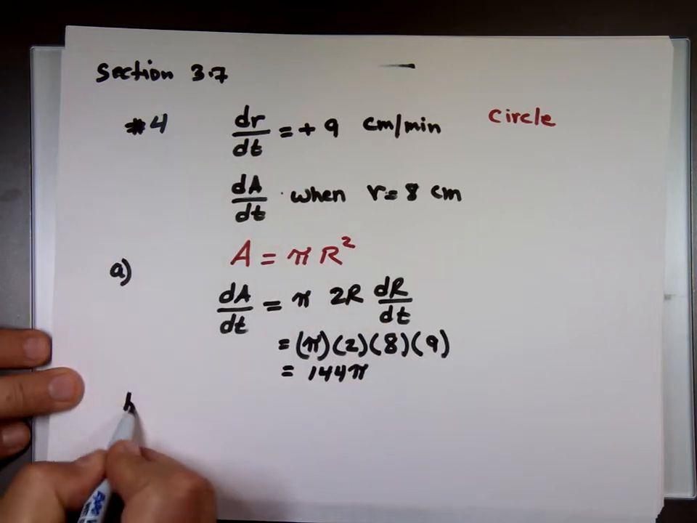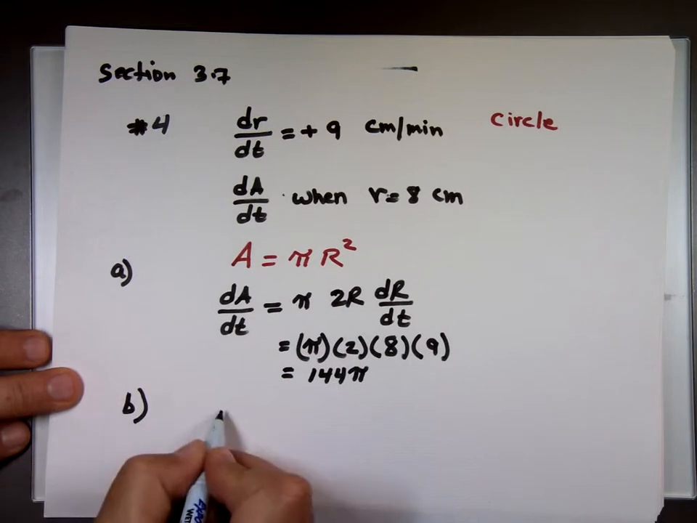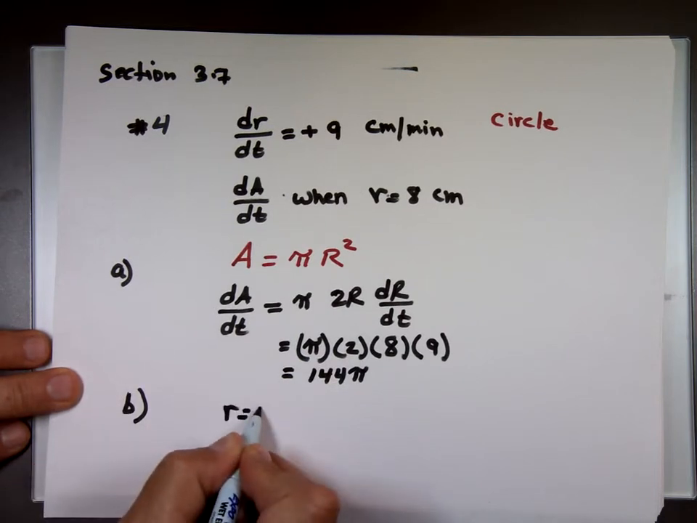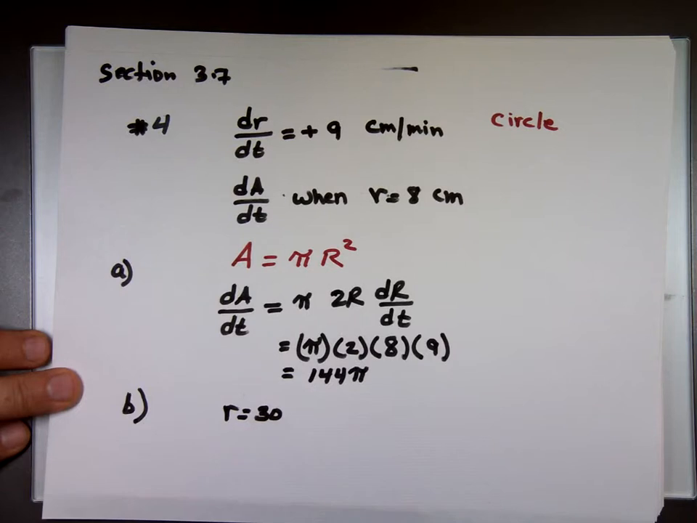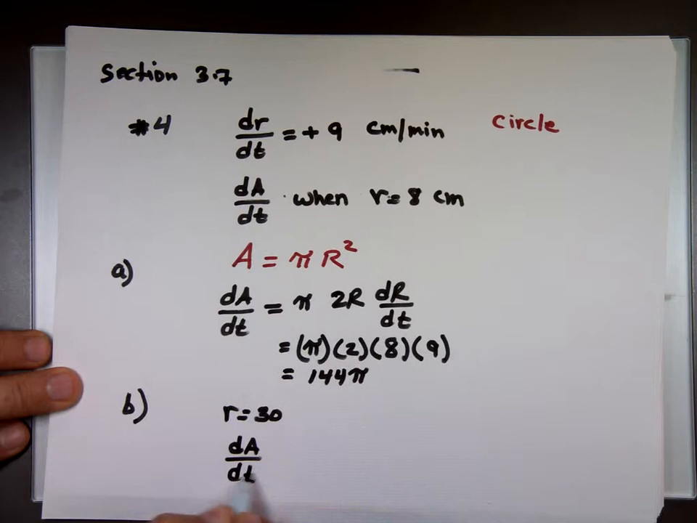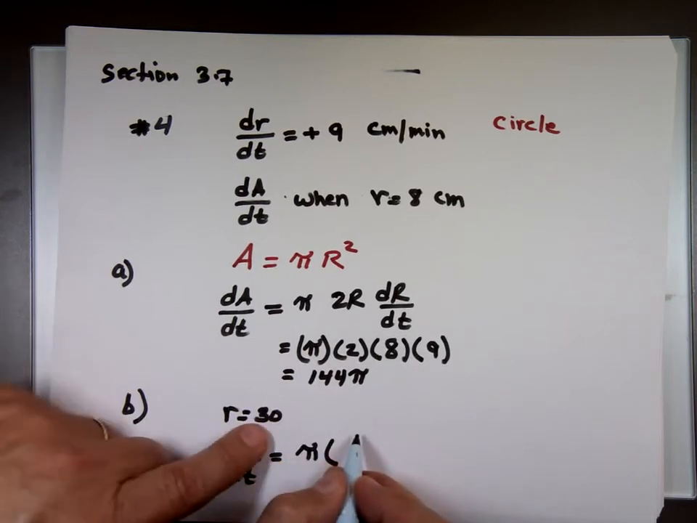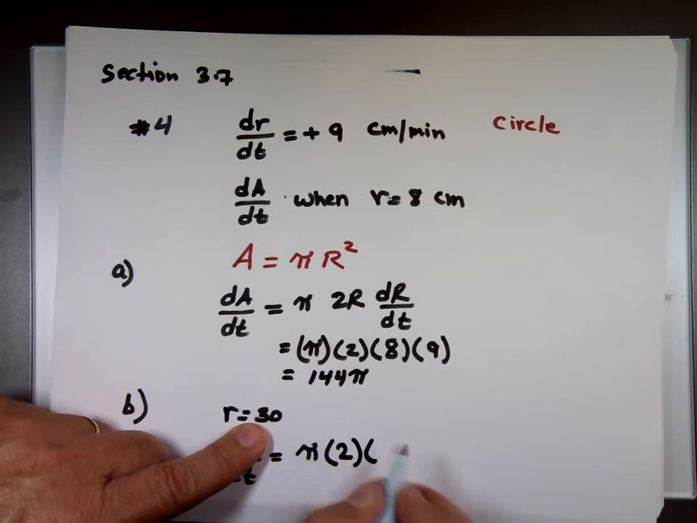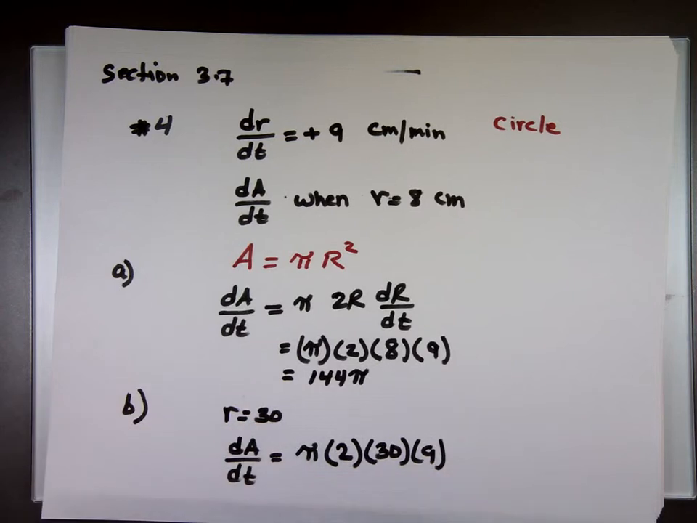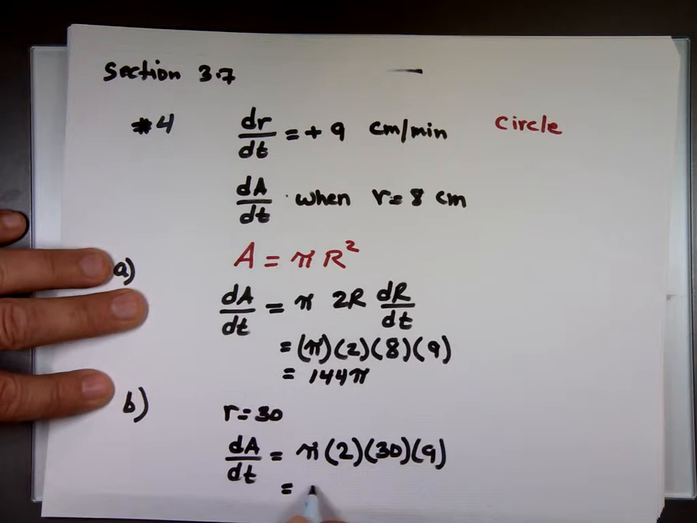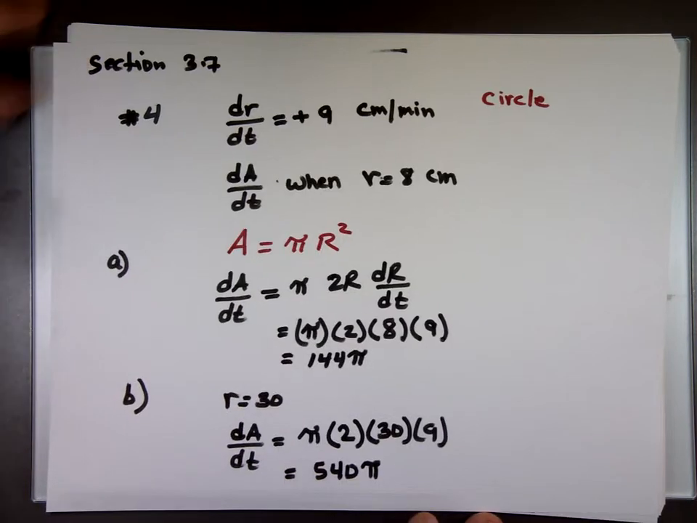For part B, it's the same thing, except they're asking when r equals what? 30 centimeters. Everything is the same. So what's the change in dA/dt? Pi times 2 times r, which is 30, times the 9. 18 times 9, is that 540? 540 pi.